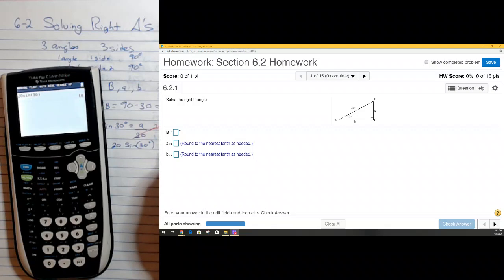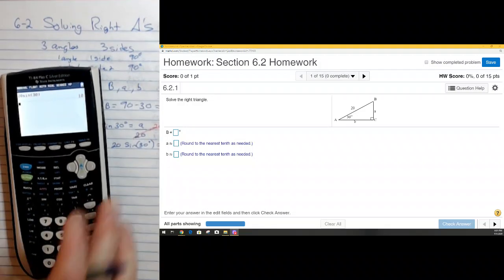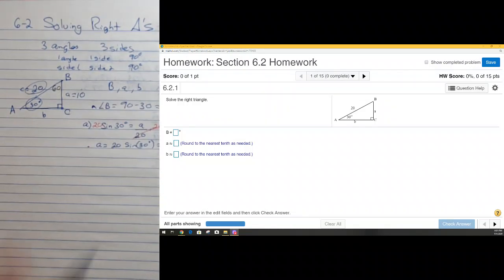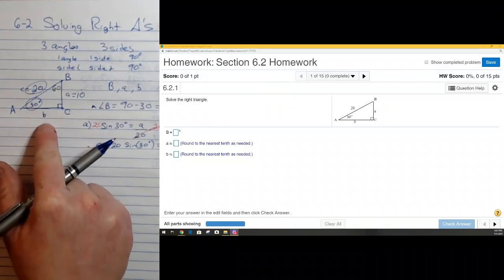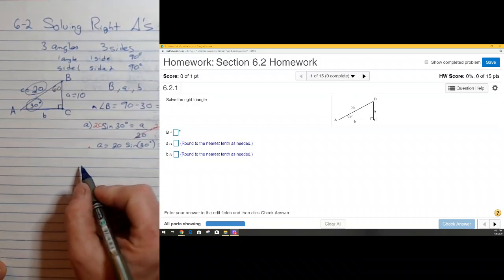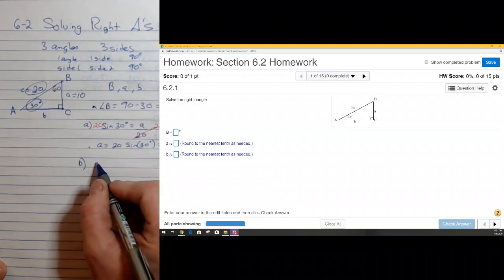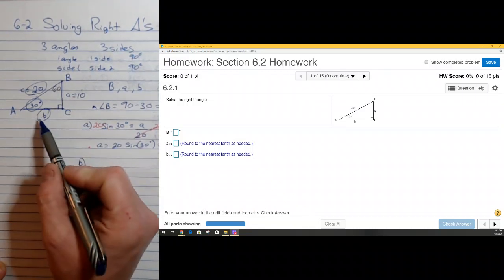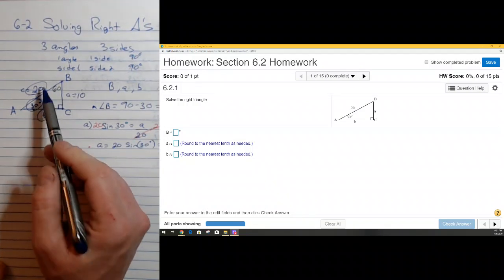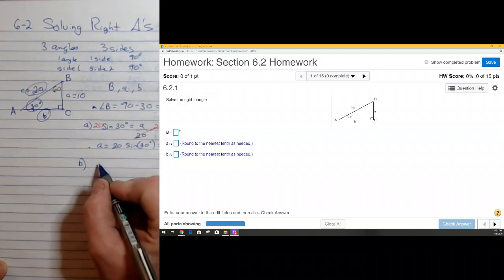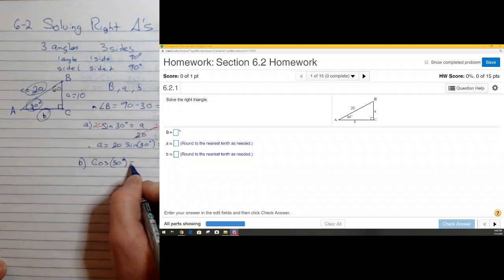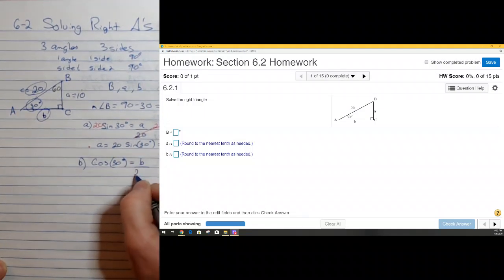And I get 10. Wonderful. So now I know that this side is equal to 10. Now, I could use the Pythagorean theorem to figure out what B is, but a simpler approach is to actually use trigonometry. Here I'm going to find B, and B is my adjacent side to my angle 30, and then I have my hypotenuse of 20. So I'm going to write cosine of 30 degrees is equal to B over 20.